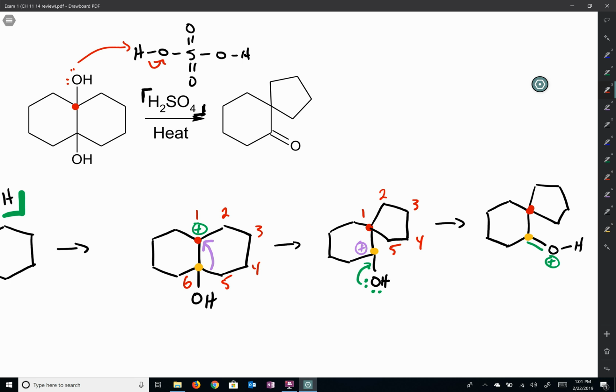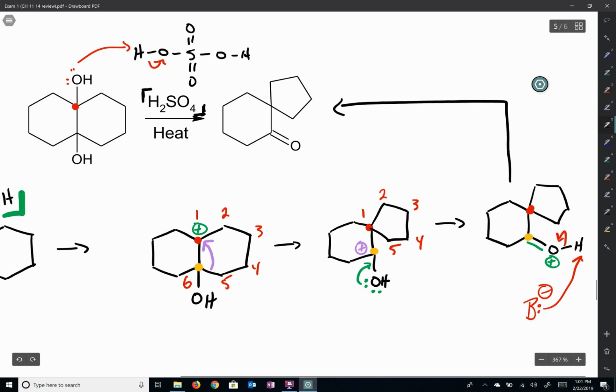We could use water, another alcohol, or the conjugate base of sulfuric acid, whatever it might be. I'm just going to abbreviate it with a B minus, some kind of basic compound. Water and alcohol would be just fine in this case. And that will get us to our product. Let me label our product just so we can track along. Technically we had made one of these bonds in green there.